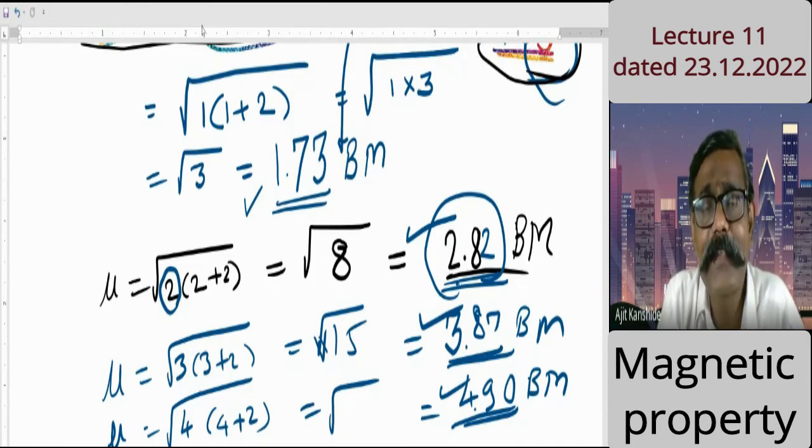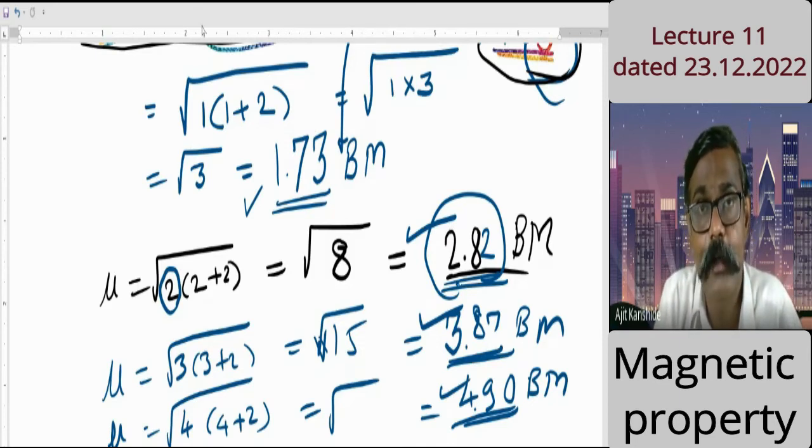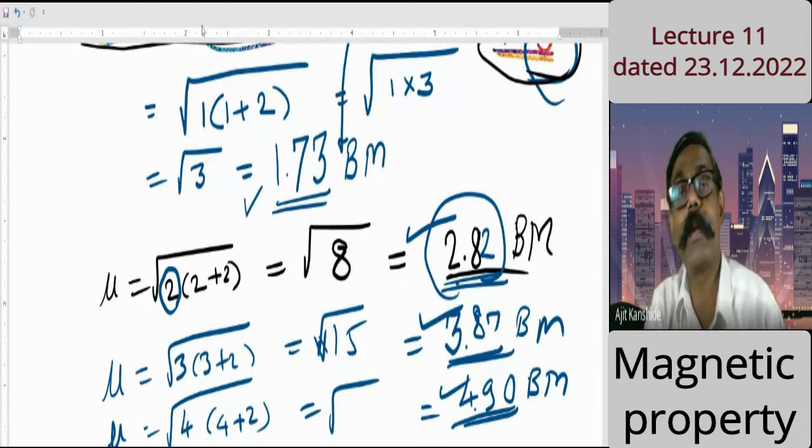So if any complex is given to you, we can also go the reverse way. Complex is given to you, you know the oxidation state of the central metal ion, you know its electronic configuration. From that you can find out its magnetism. So we can apply this concept in the reverse way also.